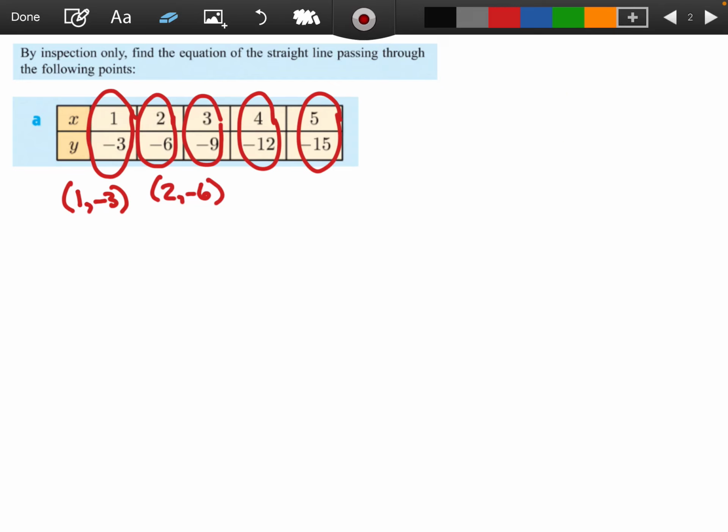Let me start that over again. So we could graph that: 1, -3, 2, -6, 3, -9, 4, -12. So you see that you have this straight line emerging from the coordinates of the given points.